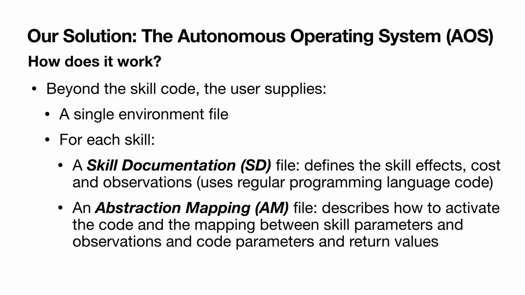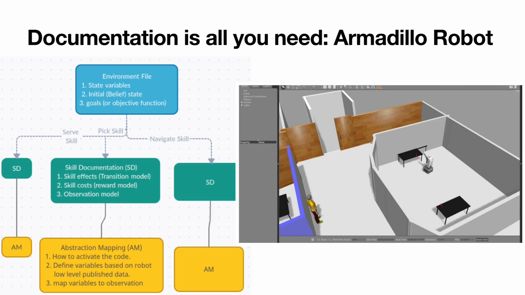And how does all of this work? Beyond the skill code, the user supplies a single environment file, and for each of the robot skills, a skill documentation file that defines the skills, effects, costs, and observations, and uses a regular programming language. And an abstraction mapping file that describes how to activate the code and the mapping between skill parameters and observations, and code parameters and return values. And so documentation is really all you need.